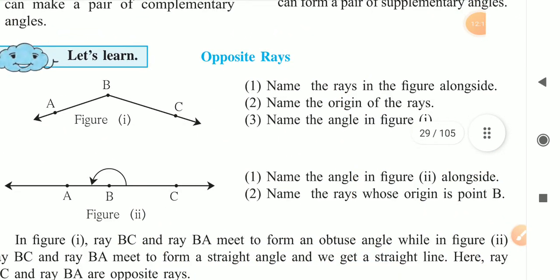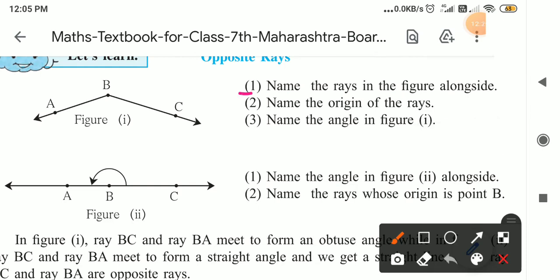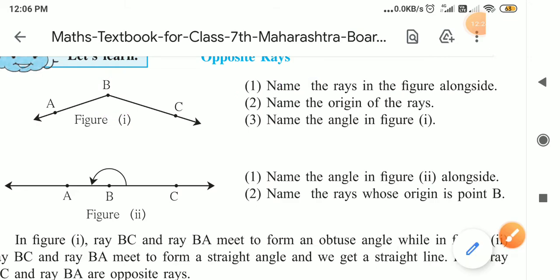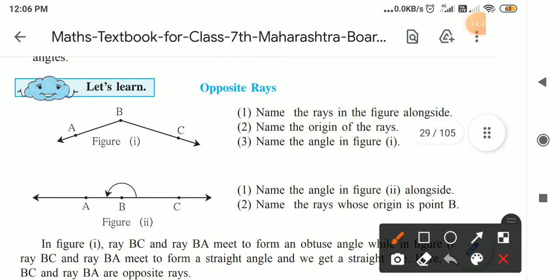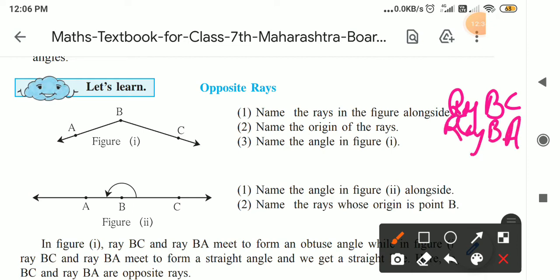Figure A is shown here. Name the rays given alongside. Rays start from the origin, which is the vertex of that angle. So name the rays of the figure. Which are the rays here? Ray BC and ray BA. Name the origin of these rays. The origin of these rays is B.